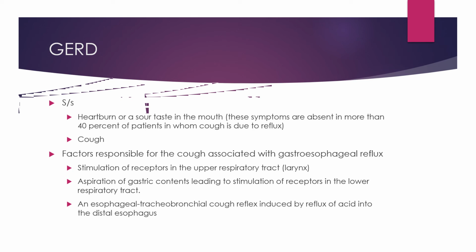Factors responsible for this cough are associated with gastroesophageal reflux. It can be stimulation of the receptors in the upper respiratory tract, the larynx, aspiration of gastric contents leading to stimulation of the receptors in the lower respiratory tract, and an esophageal-tracheal-bronchial cough reflex induced by the reflux of acid into the distal esophagus.